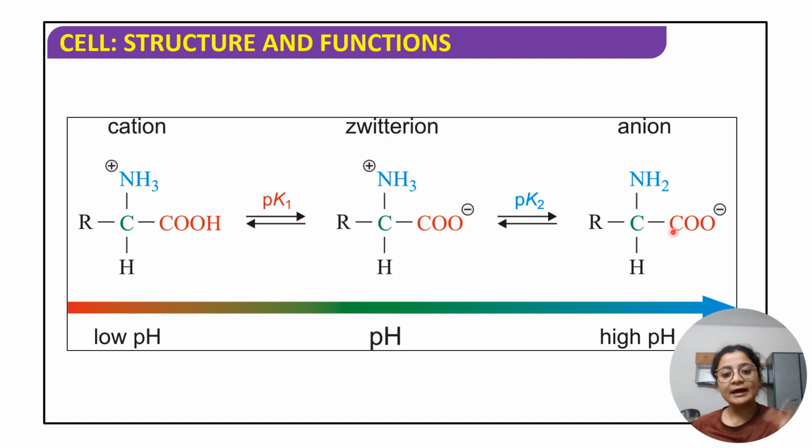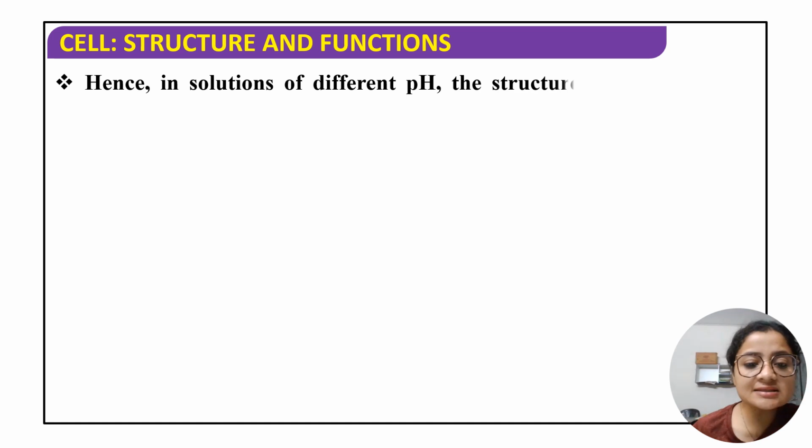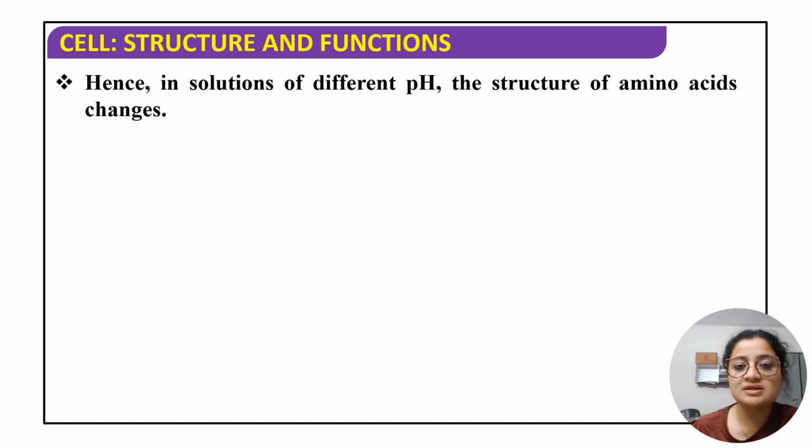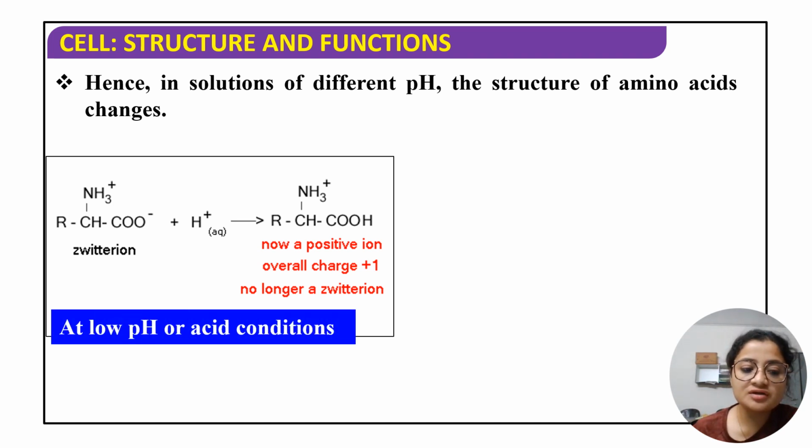And when we are talking about high pH or alkaline pH, then since the number of protons is less, H plus ions are less in number. So instead of protonation, deprotonation will occur. Removal of proton will occur. कहाँ से remove होगा? From the COOH group. ठीक है? तो COOH से वो हो जाएगा COO minus. Okay, जो कि होगा high pH या alkaline pH, and that will be the anion which is negatively charged. Okay. Hence, in solutions of different pH, the structure of amino acids will change. So, depending on what type of pH it is, the structure of the amino acid will also change.